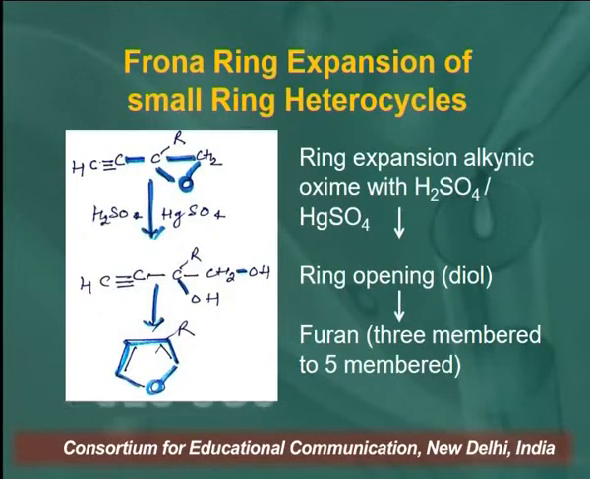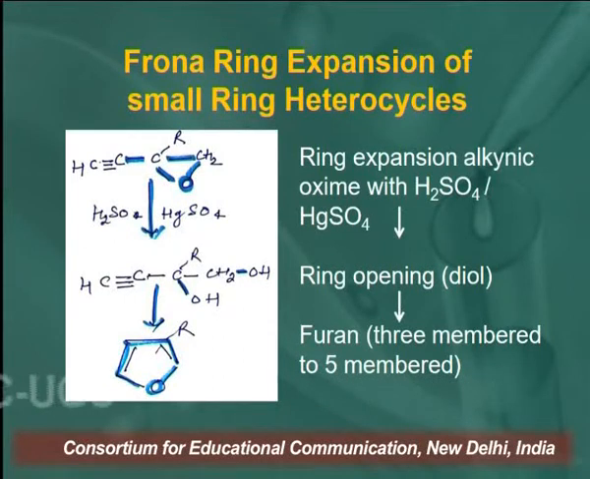So on your screen you can see a 3-member ring. The 3-member ring can be expanded to 4-member rings. So, ring expansion of alkynic oxime with acid, H2SO4 or HgSO4.